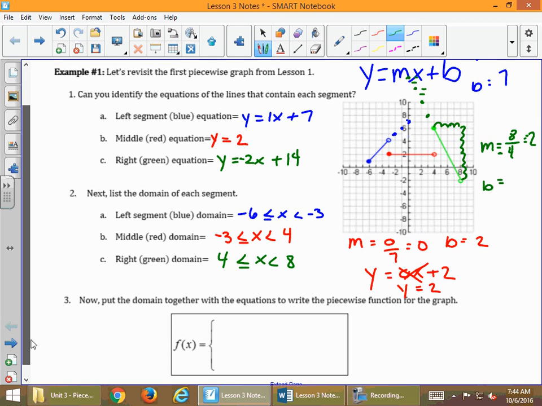Well, there we go. We pretty much have all the information we need to write a rule for this function. You just take the equation of the blue line. You don't need the y. You just need this part. The y is already there with the f of x. We said f of x is fancy for y. So we're just going to say x plus 7. Write the first equation. Then you're going to put a comma, and right next to it, you're going to write the domain of that blue line.